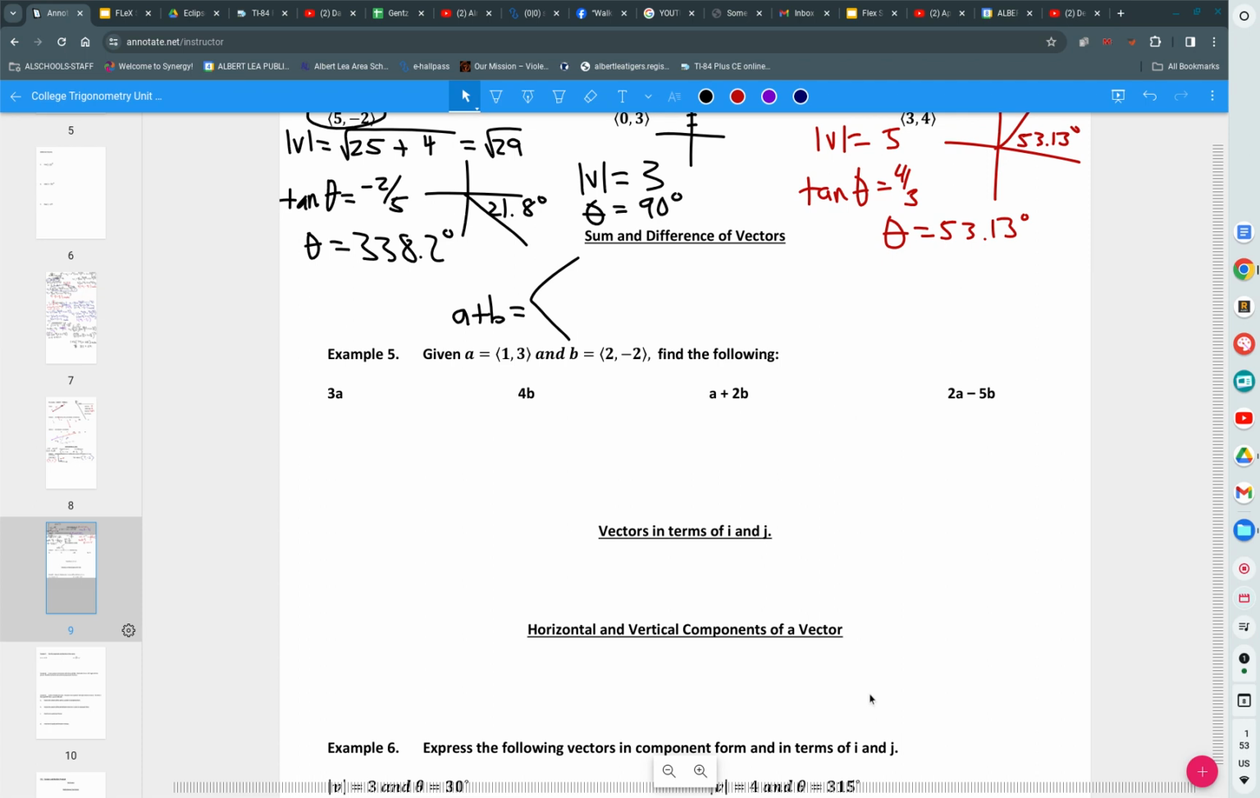So everybody got the 5 and the 53.13? Okay, so then sum and difference of vectors. I'll just show you a basic example. Suppose that vector A is (1, 3) and vector B is (2, -2). To find A plus B, you simply add the 1 and the 2 together, which gives you 3, and then you add the 3 and the -2 together, which gives you 1, and that's your new vector. So all you do is add the horizontal components together and add the vertical components together.